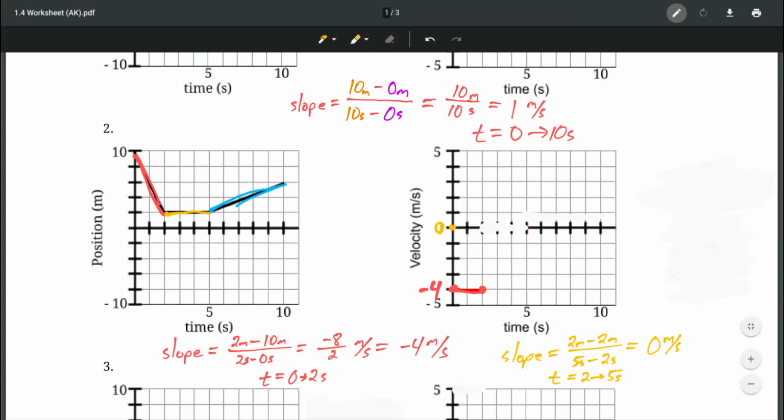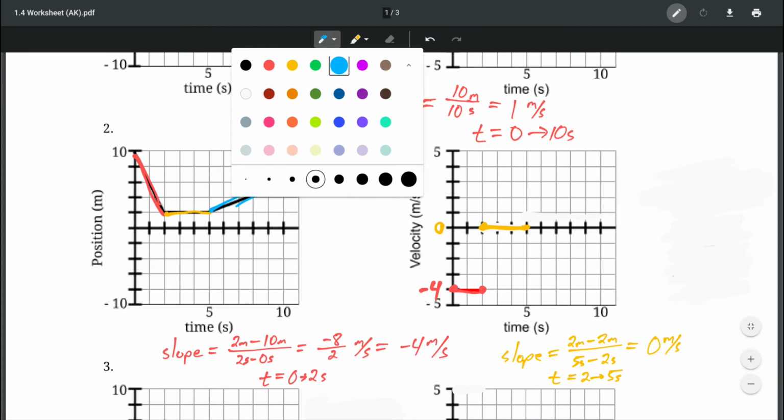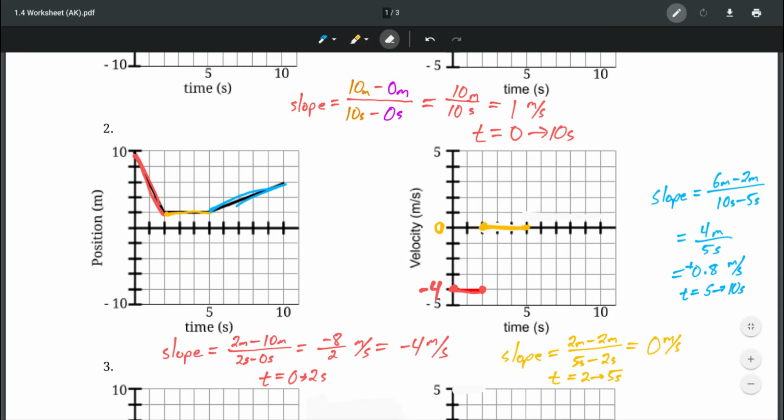Again, we're not starting at the beginning, though. We already have information for that time period. We're starting at 2 seconds, and we're going to 5 seconds. And so this would be our graph in the middle. And then the final section, we've got a slope of positive 0.8 meters per second. And so that's going to be just under 1 right here. And that slope lasts from 5 seconds to 10 seconds. And so we're going to start it at 5 and go all the way to 10. And so our final graph looks like this. It's got 3 sections. Each section corresponds to one of the distinct slopes in the position time graph.